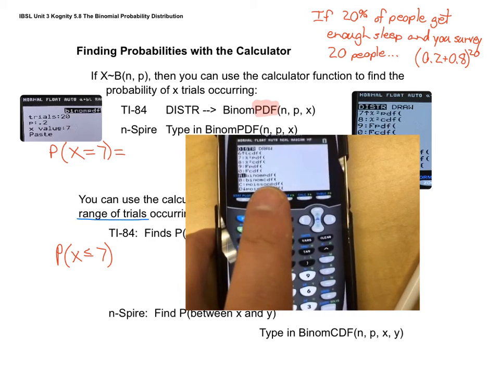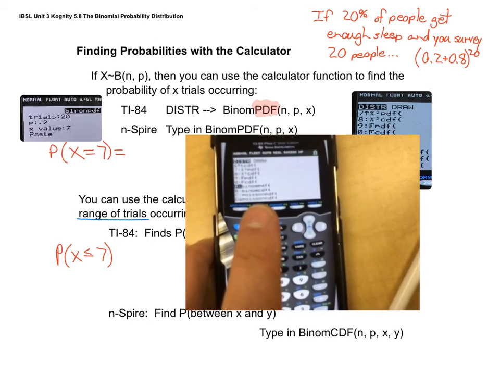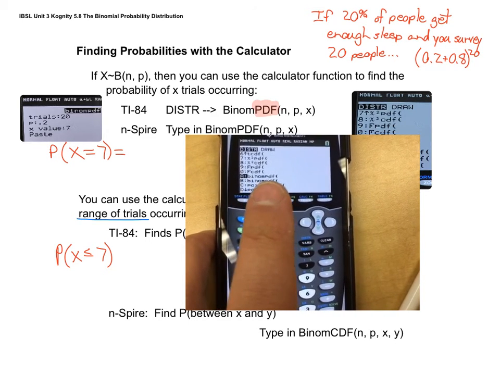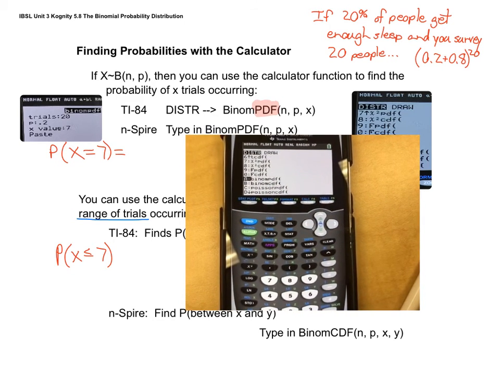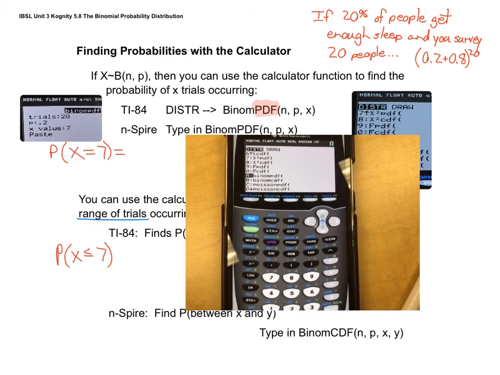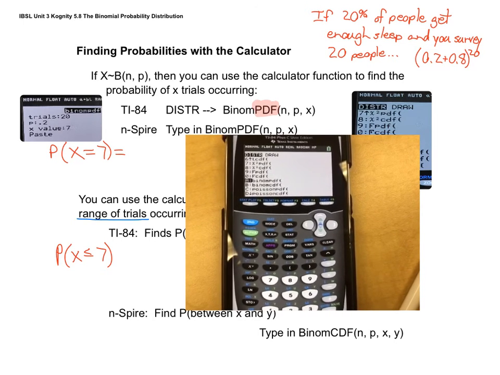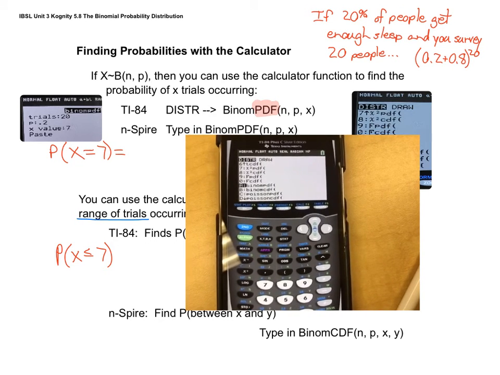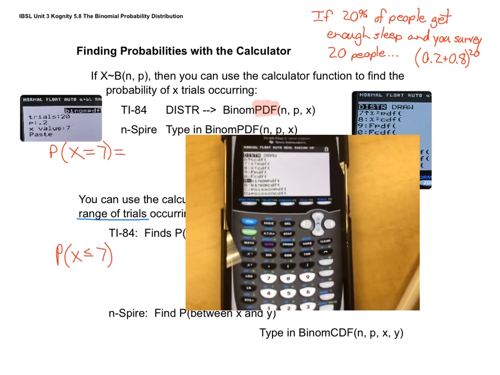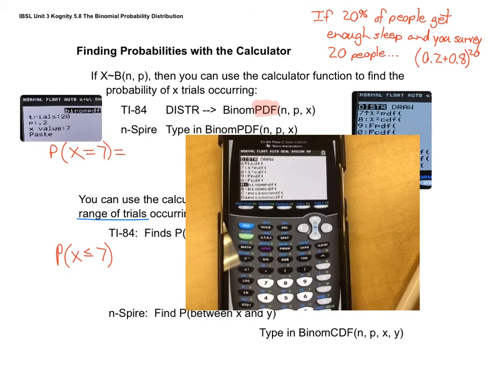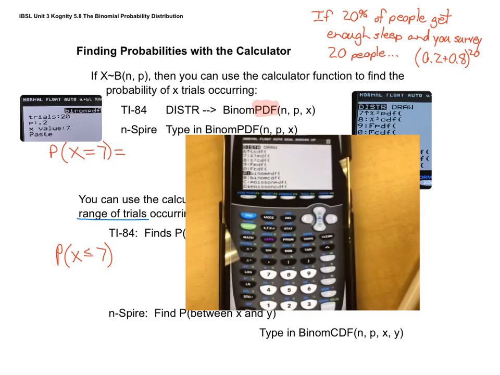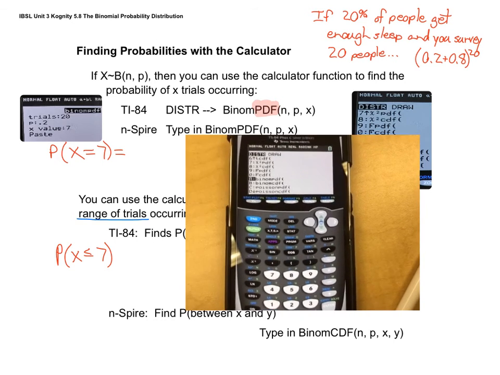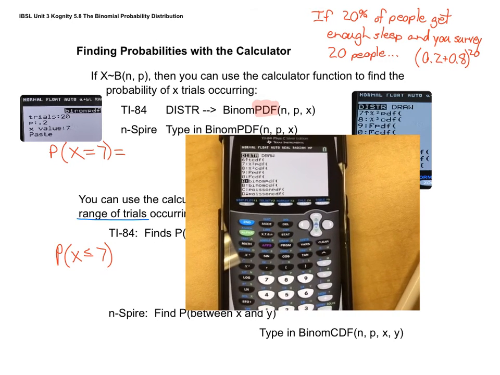Anyways, here's the difference, and it is very, very important that you understand this. Binomial PDF, that's the binomial probability distribution. What that will give you is the probability of getting exactly a certain number of outcomes. Each of those individual terms, if you want one of those terms, this is what you want to find.